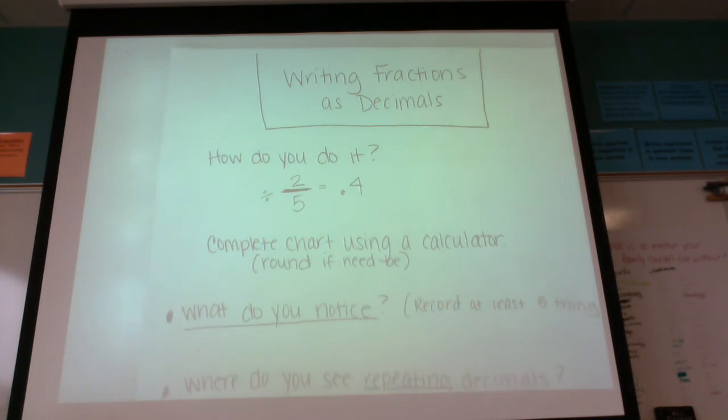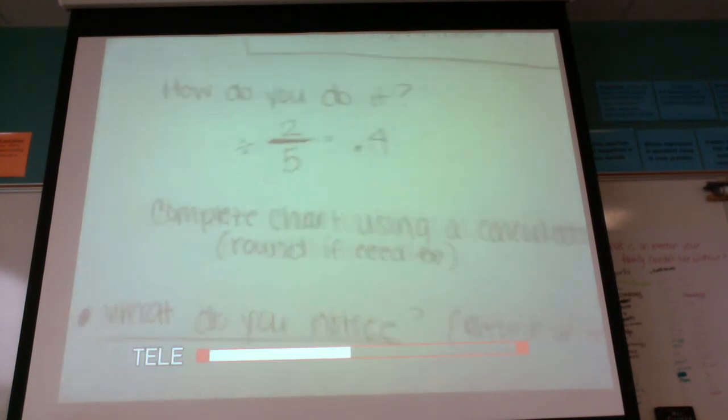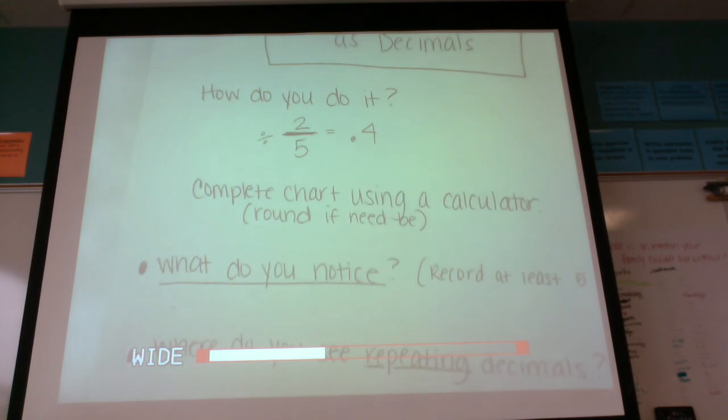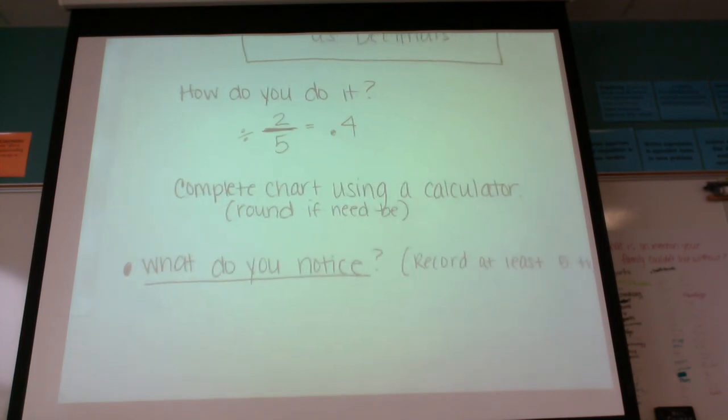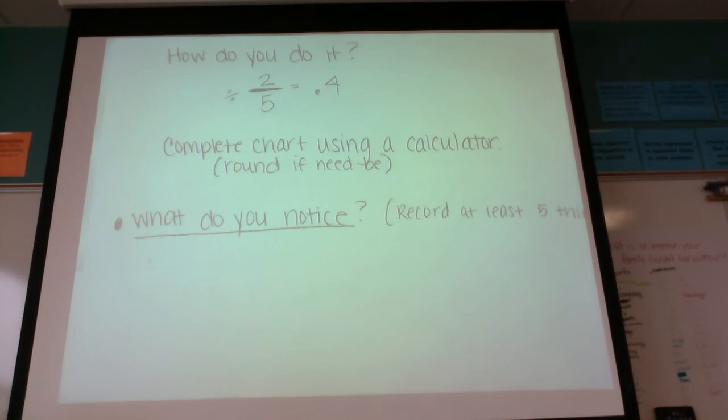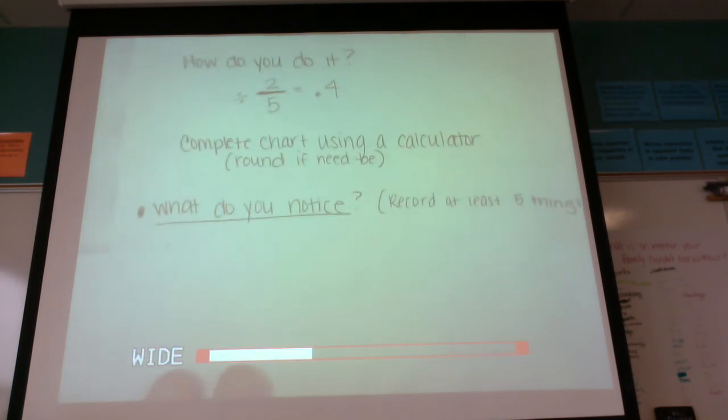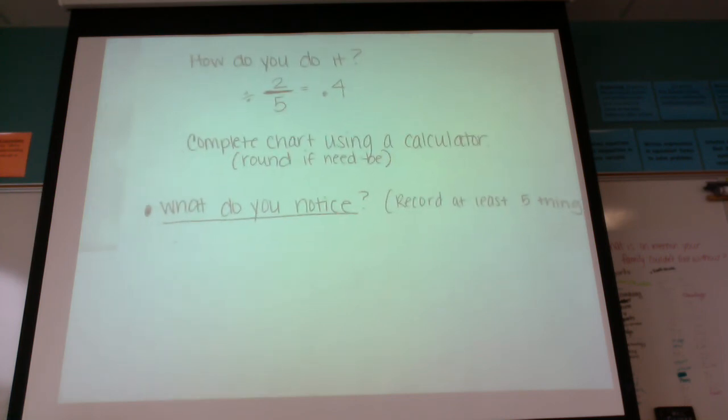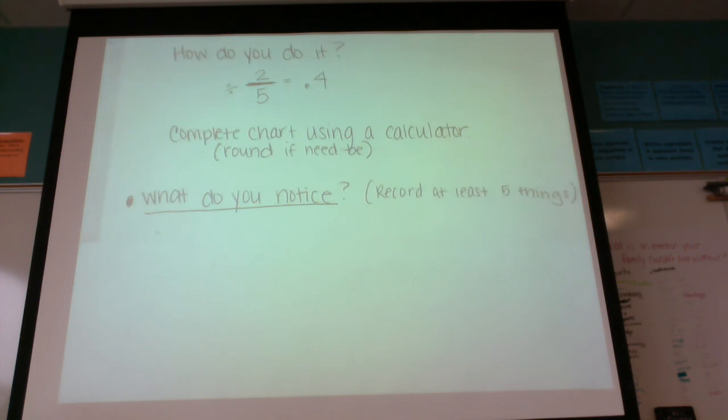When you're finished with completing the table, your job is to tell me some patterns or things that you notice. I need you to come up with at least 5 things that you have noticed, okay? There's a lot more than that. If you can come up with more, that's great, but at least 5 things that you've noticed. Then I want you to answer the question, where do you see repeating decimals? You need to bring your math notebook with your noticings and also your fraction to decimal chart to class so we can have our class discussion and then begin our practice.